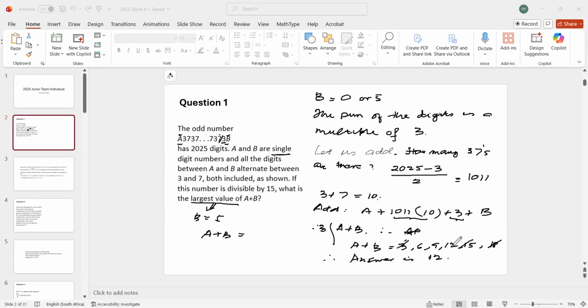A plus B. The largest possible value for A plus B is 12. I don't know why this pen is not... the writing is not very clear. Let me try to get this a little bit better.